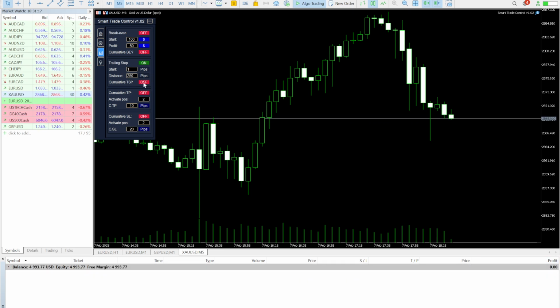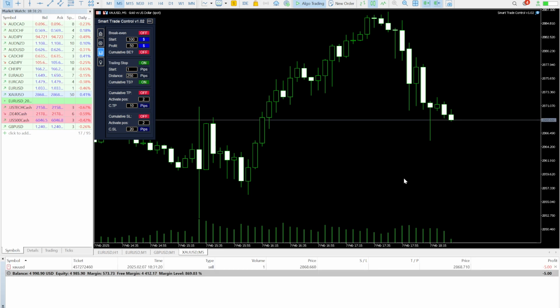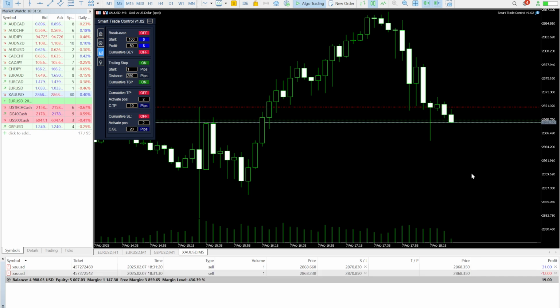We set this to on. Let's just go for a sell position here. So now we have one sell position. We already got that locked in at 250 pips. So if I add another sell position here, now you see we have two. They both have a stop loss at the same price. If price goes down, it's trailing at a distance so that they're both locking in 250 pips.